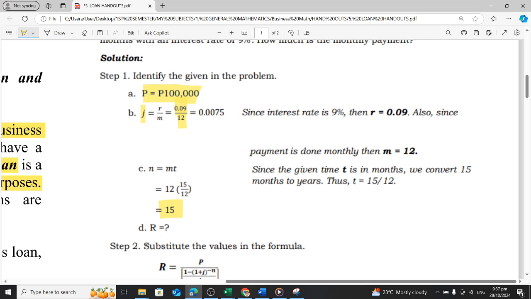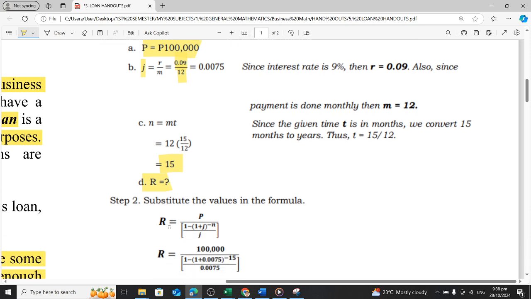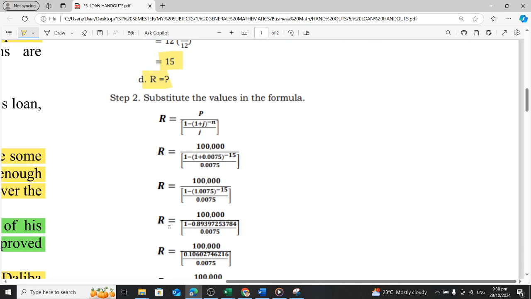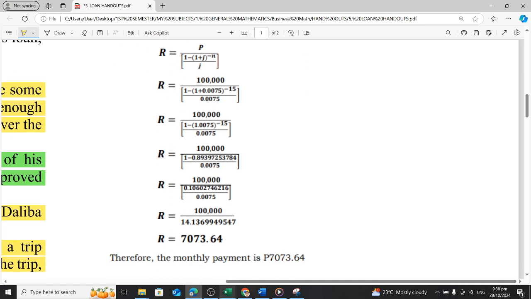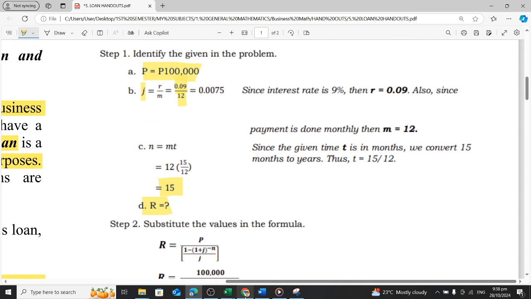Okay? Now the question is, what is the regular payment? So we can now proceed to our formula. All you have to do is to substitute all the given values to our formula and then you operate. The answer is 7,073.64 pesos. Therefore, the monthly payment is 7,073.64 pesos.